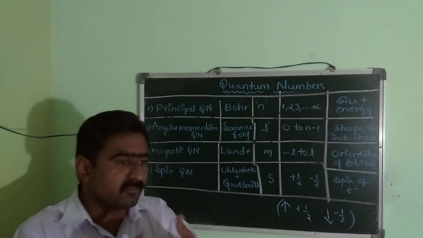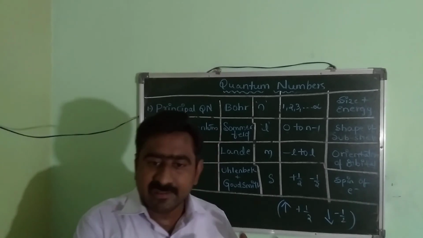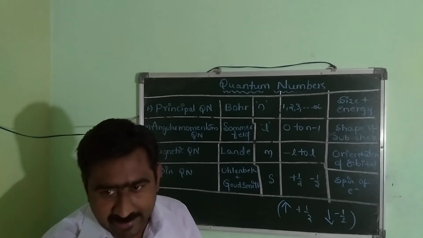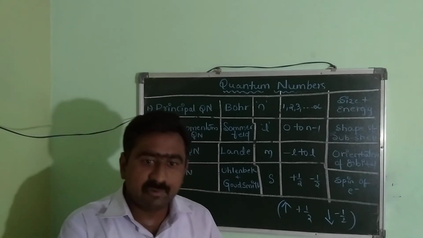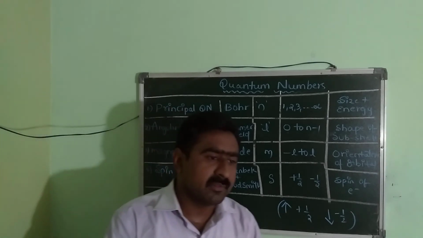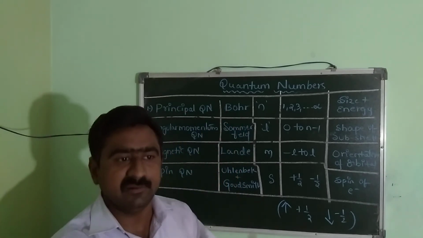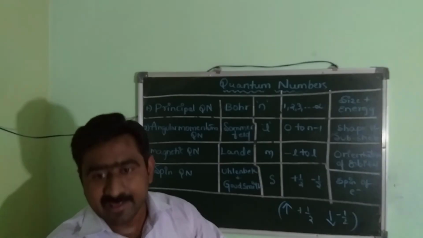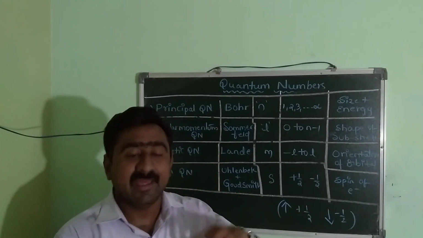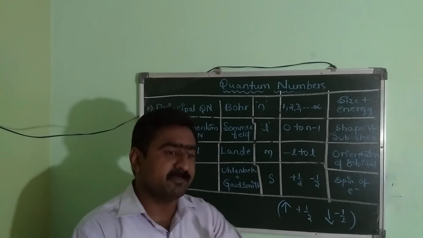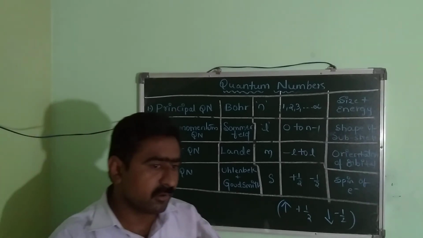The third quantum number is the magnetic quantum number. It is denoted by the letter m, it was developed by the scientist Lande, its values are -L to +L, and it gives information about the orientation of the orbital. The last one, the spin quantum number, was developed by Uhlenbeck and Goudsmit, it is denoted by the letter S, and it gives information about the spin of electrons, that is, clockwise spin and anti-clockwise spin, using +1/2 and -1/2.